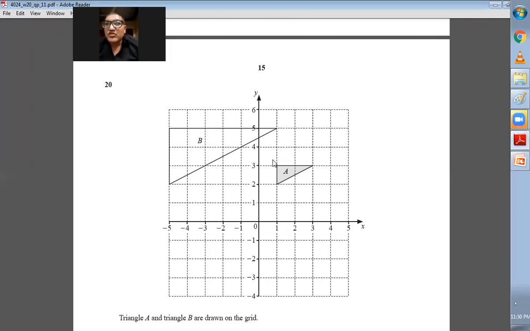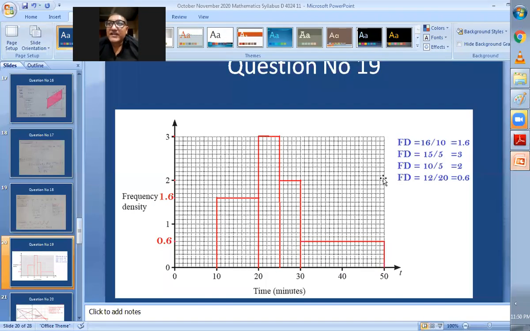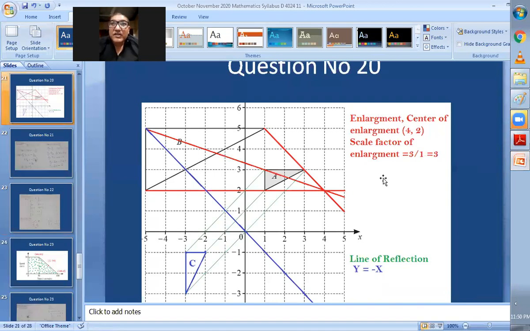So let me show you how I have done this. So let's do the first part, then we will concentrate on the second part. So here we go.